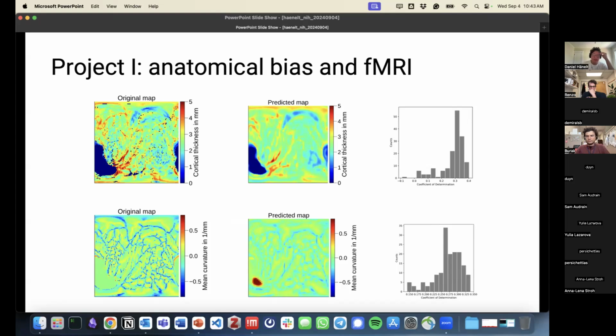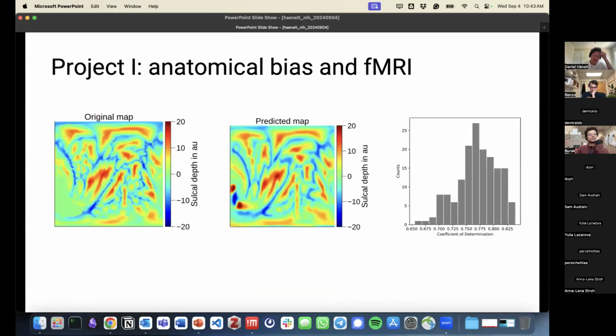So we know that these are related and they share some similarities, and we also know that, for example, cortical thickness is also related to sulcal depth. So we also wanted to look at how this relates to a sulcal depth measure, and when we predict sulcal depth instead of curvature and cortical thickness, we get a much higher prediction accuracy.